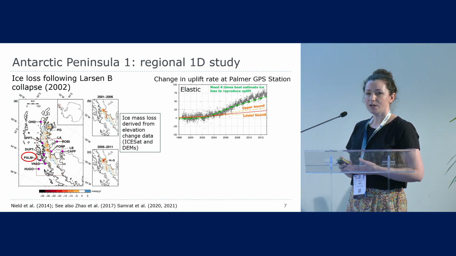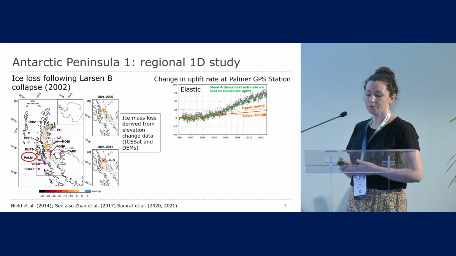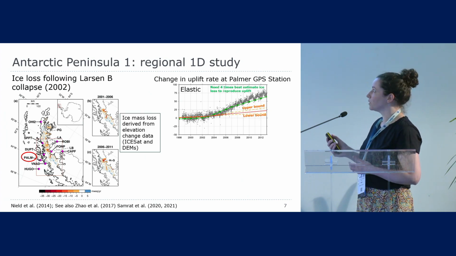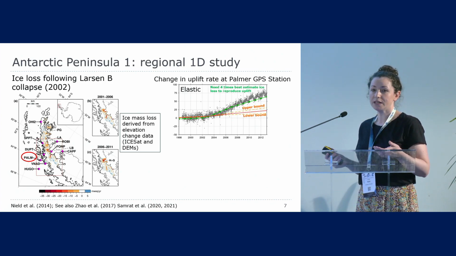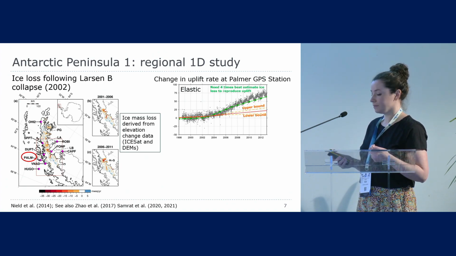It was initially hypothesized that this was a purely elastic response of the solid Earth due to the short timescales. However, when we did the modelling, it was clear that the uplift predicted by a purely elastic model wasn't anywhere near enough to reproduce the observations, even within the upper and lower bound. And actually, we needed 4 times the amount of ice mass loss to get anywhere near the observed uplift.